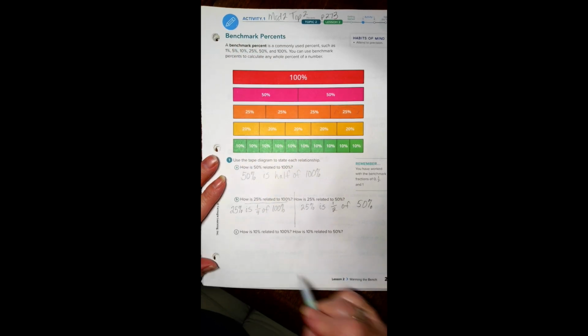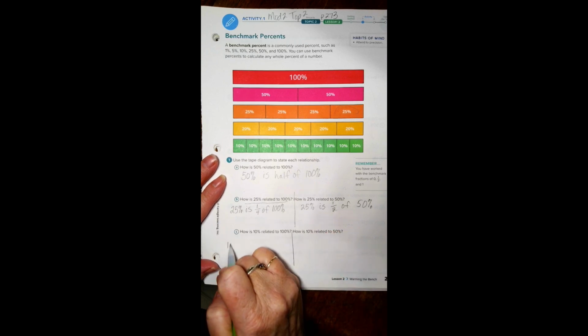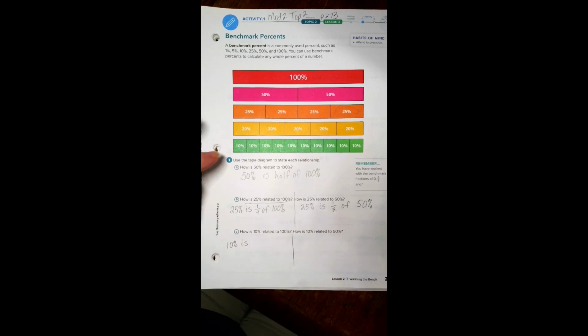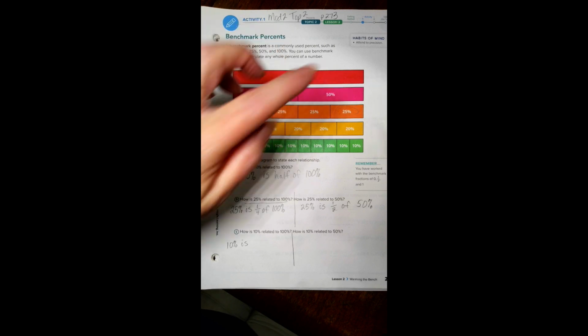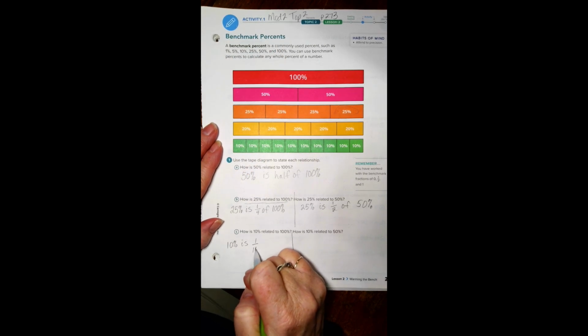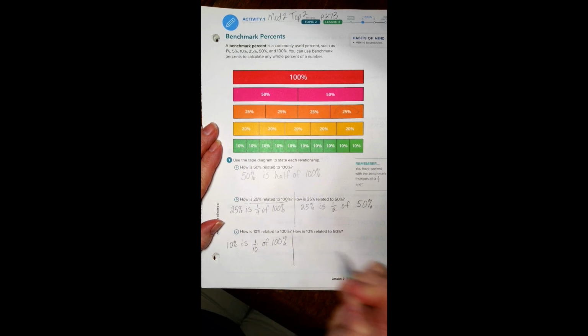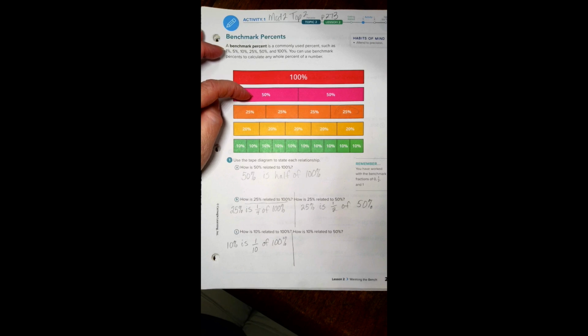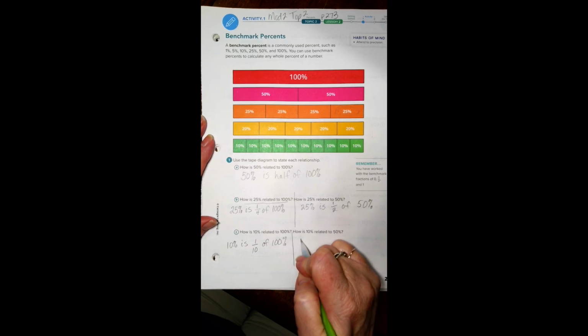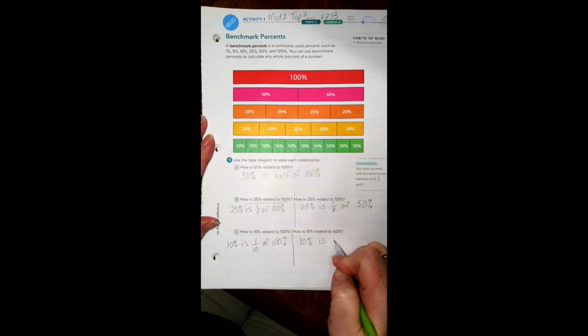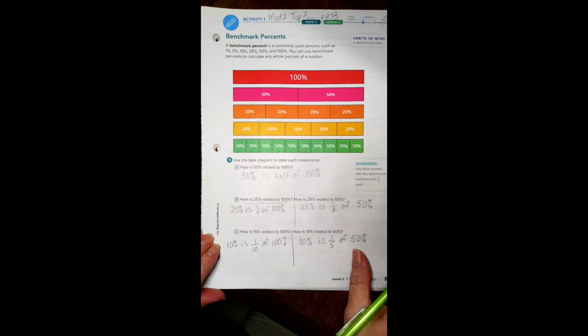How is 10% related to 100%? One of these is just 1 out of 10, so it's 1/10 of 100%. And how's it related to 50%? In 50%, how many of the tenths do we have? We would have 5. So 10% is 1/5 of 50%. Okay, pause if you need to so you can get that copied down.